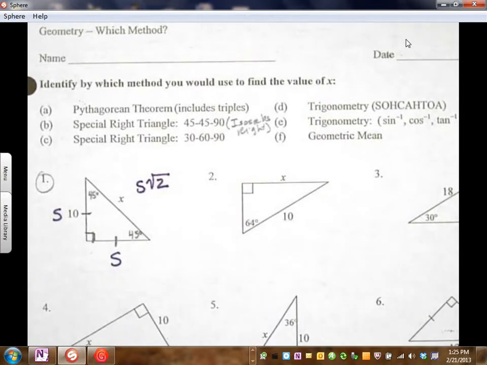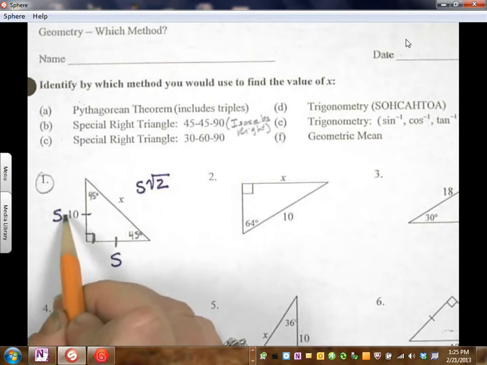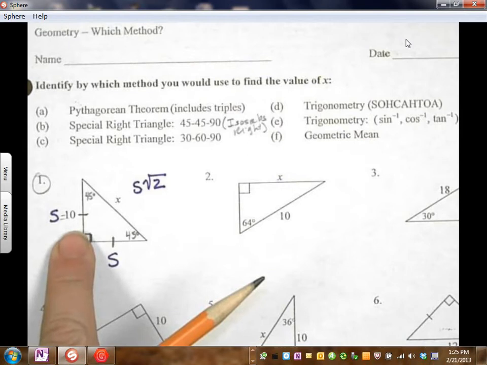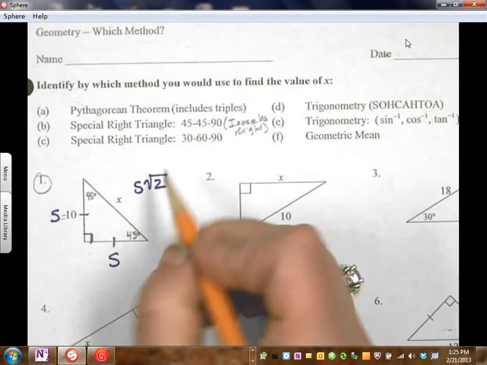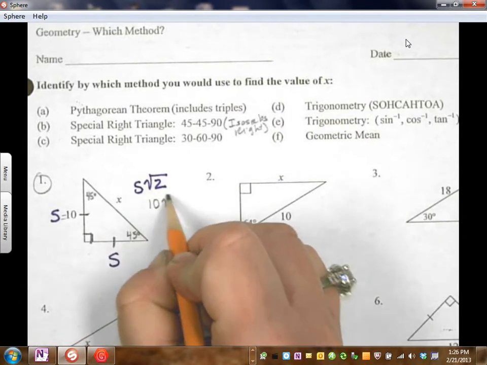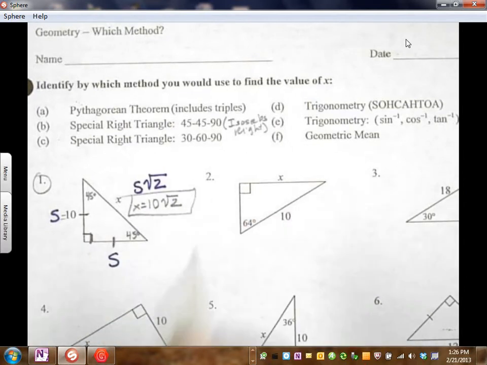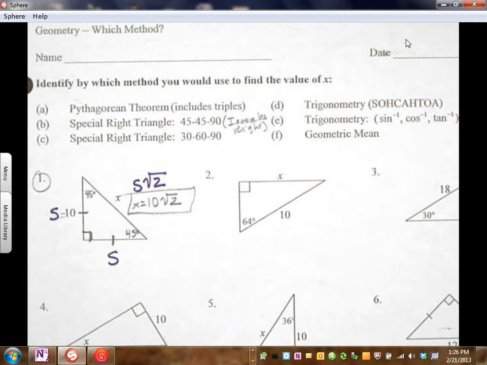Well, this is not a hard problem, is it? I don't even really need to do much math, because my S equals 10. So when I substitute that number in here, what's my answer? I know that this side is 10 square roots of 2, and that equals X. So that's my answer, and I'm done. I didn't even have to do any addition, any subtraction, nothing.